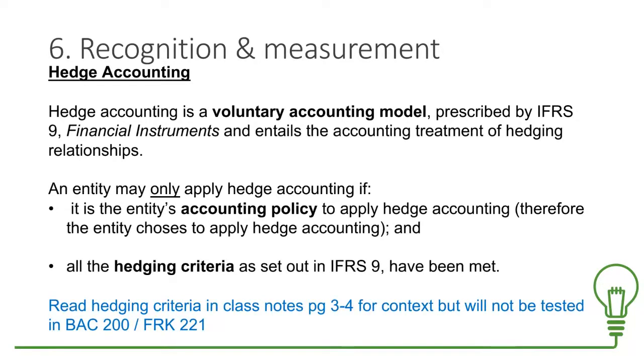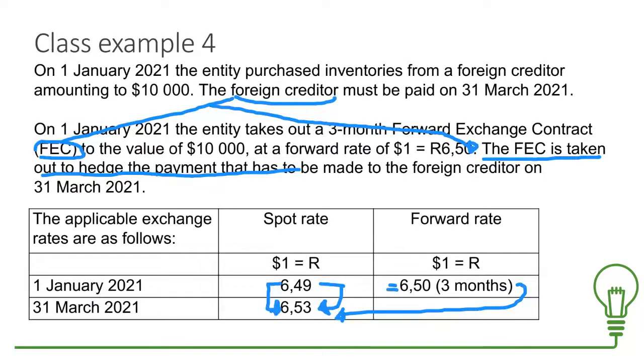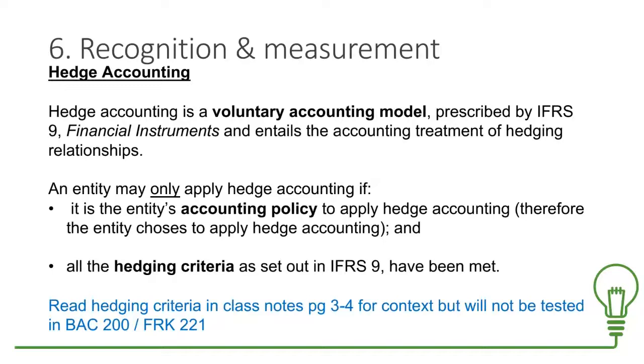What is hedge accounting? Hedge accounting is the accounting that we do where we link the two. If you remember here, I said the two are linked. The creditor is linked to the FEC. Hedge accounting is that act of linking two things, two financial instruments on your financial statements. You link them together and then they are presented as one item.